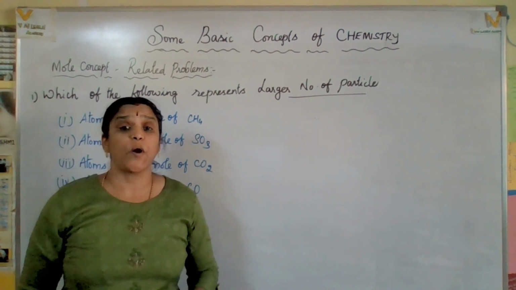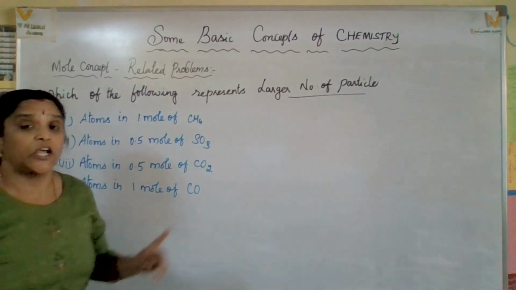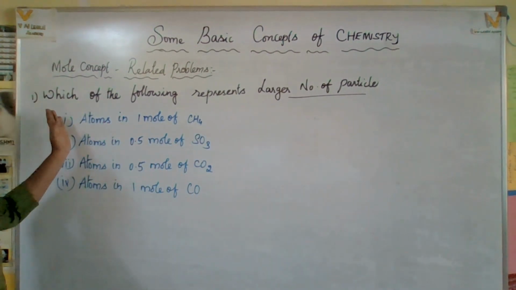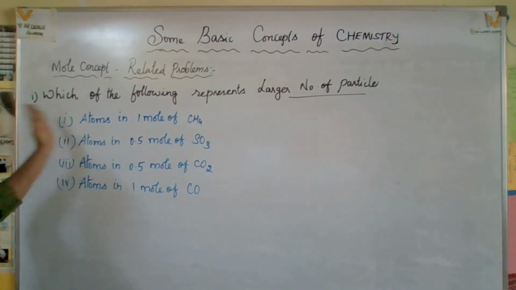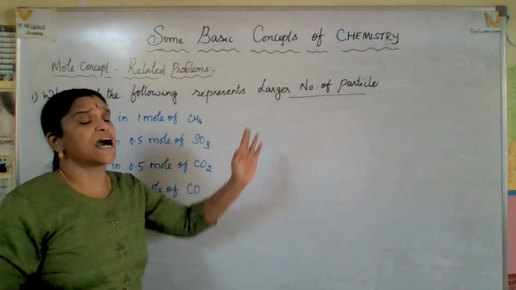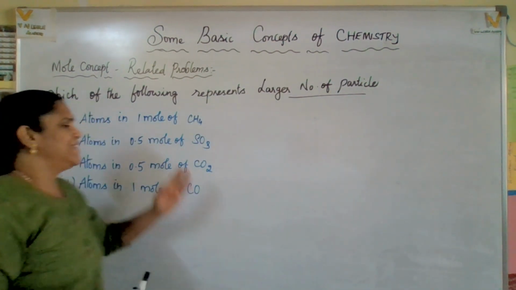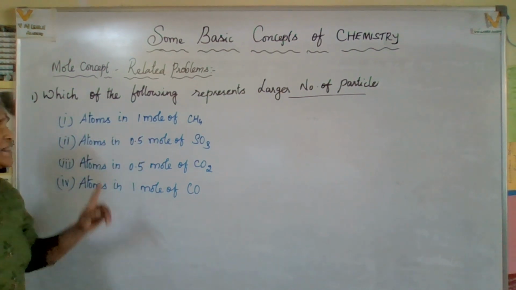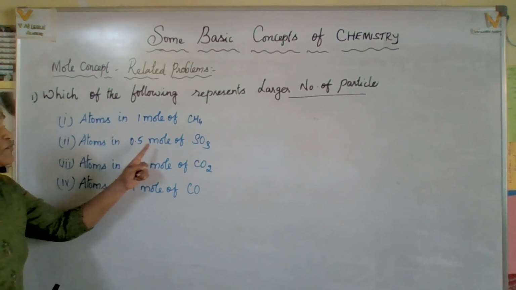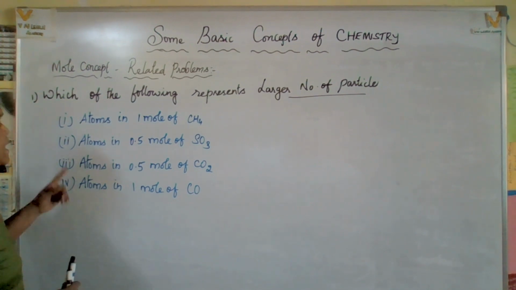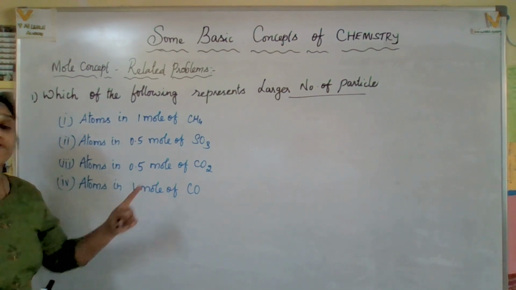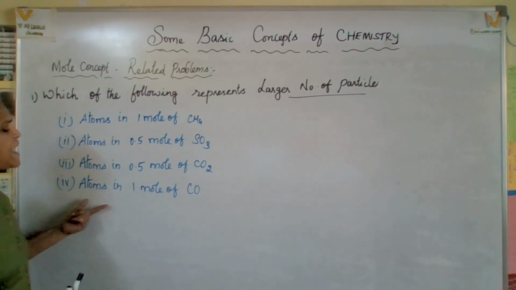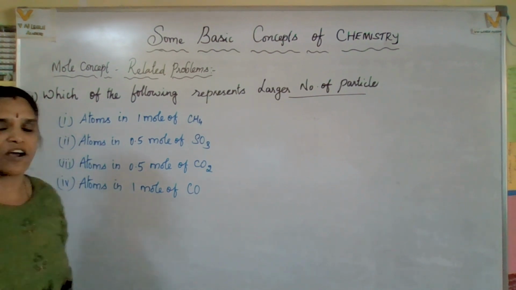We are seeing important questions from mole concept. Today's important question starts from these questions. Which of the following represents larger number of particles? They have given some sums, that is atoms in 1 mole of methane, atoms in 0.5 mole of sulfur trioxide, atoms in 0.5 moles of carbon dioxide, and atoms in 1 mole of carbon monoxide.